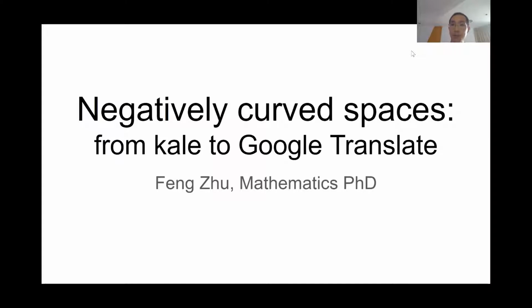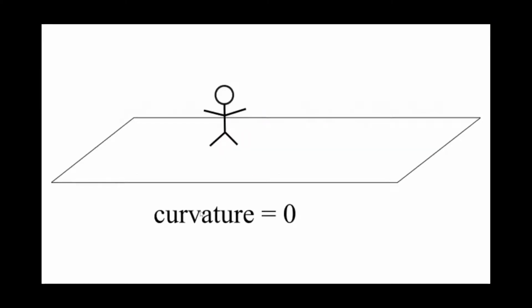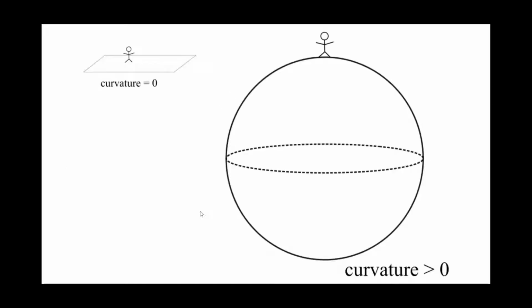The spaces I want to tell you about today are negatively curved. What on earth does that mean? Let's start with something more familiar. The space we're used to living in and moving through is flat. It has zero curvature, or at least locally it does. The surface of the Earth as a whole is actually approximately a sphere, and we need to take this into account when sailing or flying across oceans, for example. The surface of a sphere is positively curved.